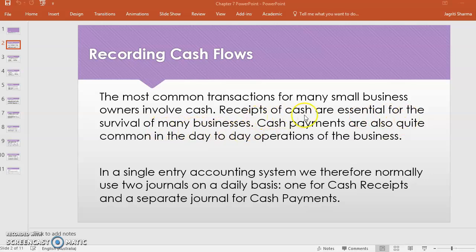So again, receipts of cash means the source documents. Cash payments are also quite common in the day-to-day operations of the business. So cash receipts and cash payments. In a single entry accounting system, we therefore normally use two journals on a daily basis: cash receipts and cash payments journal. So this is for small businesses. As I said in my last video, owners that do not have much information about accounting processes can even use this system of accounting. This is called the single entry system of accounting.